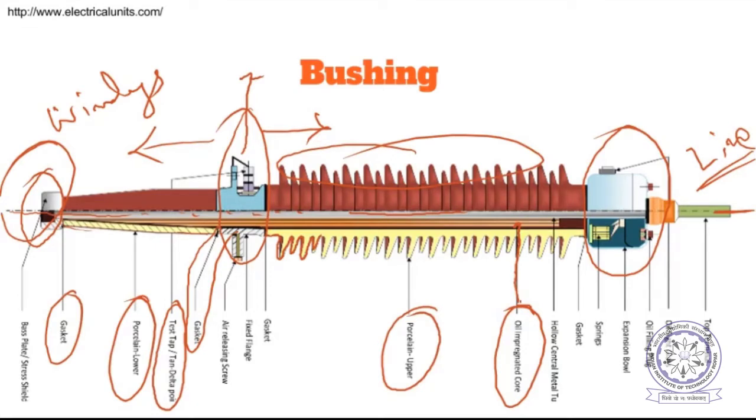So this is how a bushing is constructed. The main purpose of the bushing is to take out the lead from the winding and then connect it to the transmission line. So can't it be directly taken by a cable? Yes, it cannot be taken because it has to go through the tank, right? The transformer tank is at ground potential. It is not at high voltage, it is ground potential.